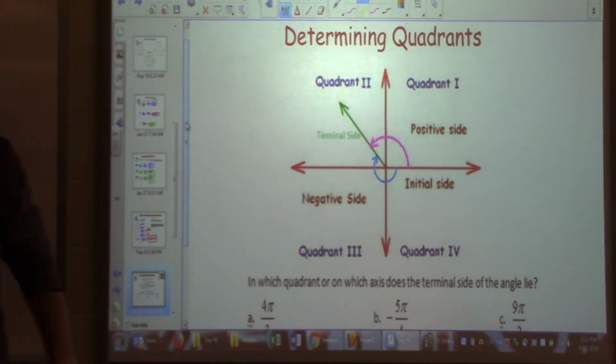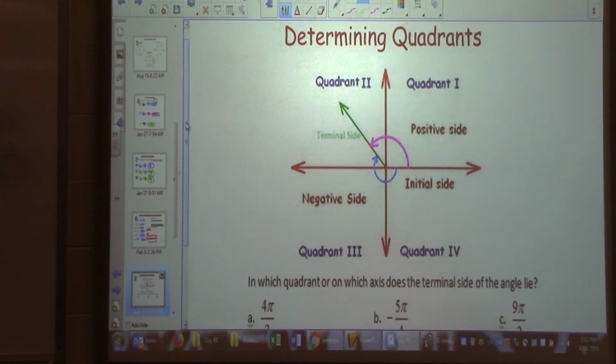Now, a lot of times we're going to give you an angle measure. We'll be like, where does the terminal side land? Or what is the reference angle? We'll talk about reference angle in a second. We need to know where our terminal side ends up. Well, first of all, we should probably know what a terminal side is.